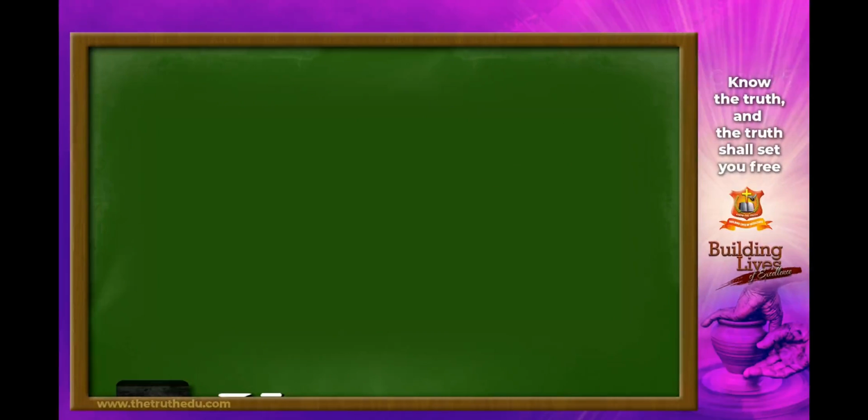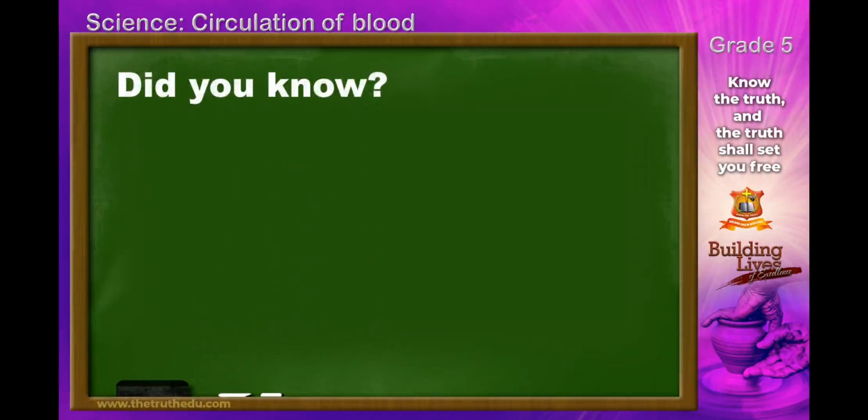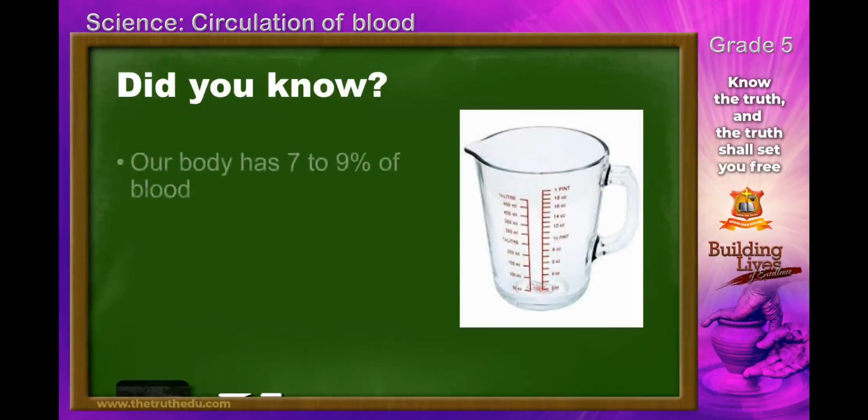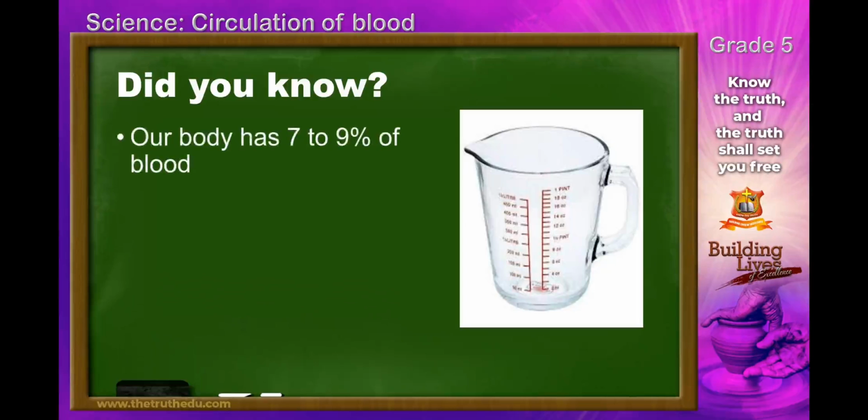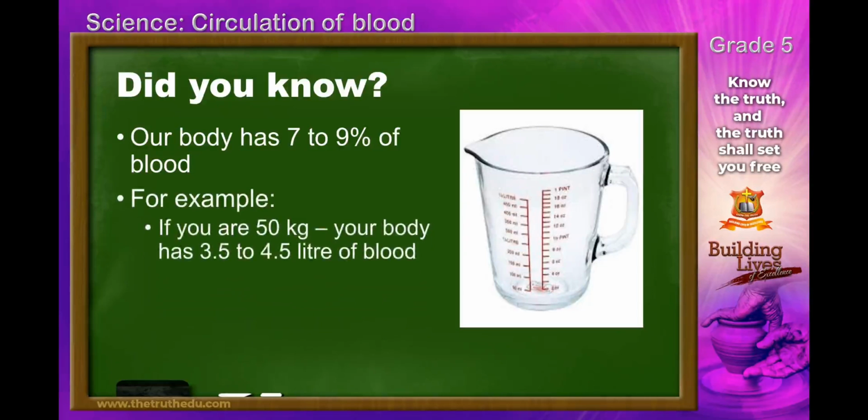Now, did you know our body has 7 to 9% blood, and so if you are 50 kgs, then your body will have 3.5 to 4.5 liters of blood. So think if you are 70 or if you are 30 kgs, and calculate it.